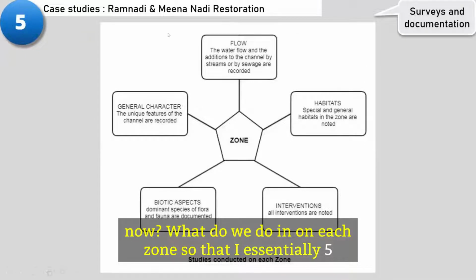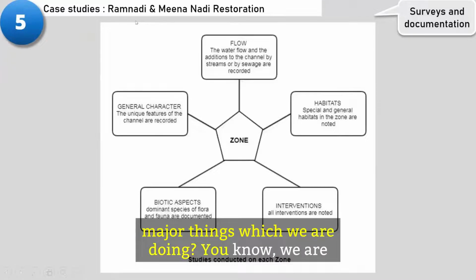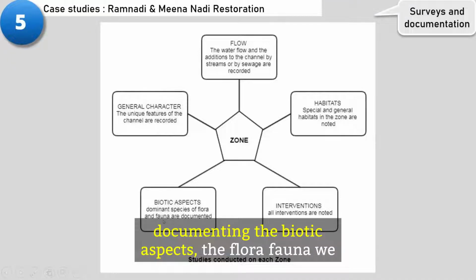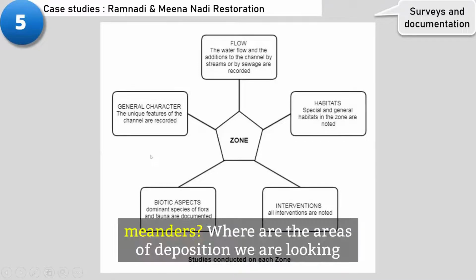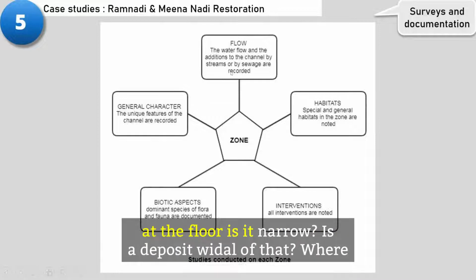So there are essentially 5 major things which we are doing. We are documenting the biotic aspects, the flora and fauna. We are looking at the general character: where are the meanders, where are the areas of deposition. We are looking at the flow. Is it narrow? Is it deep? Is it wide? All of that.